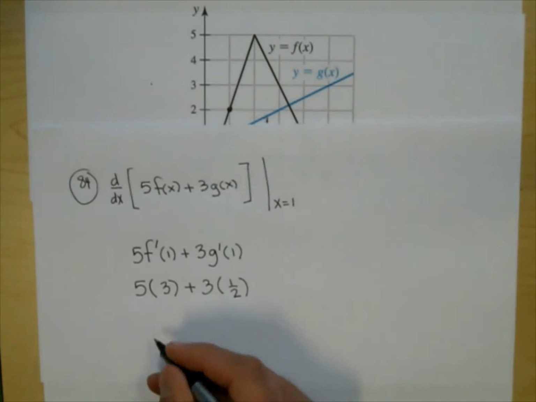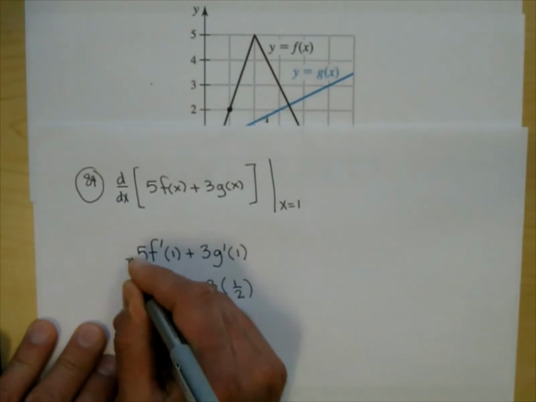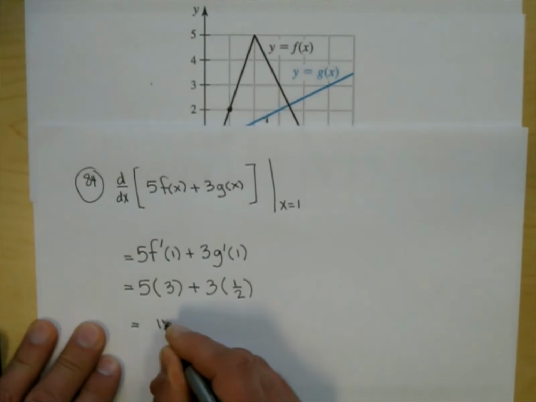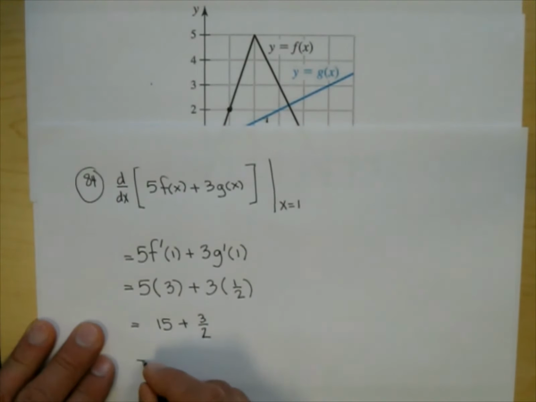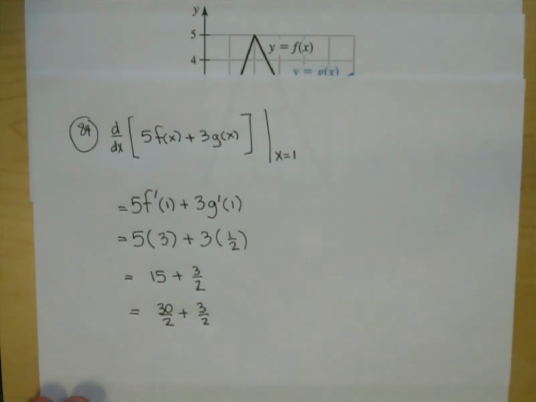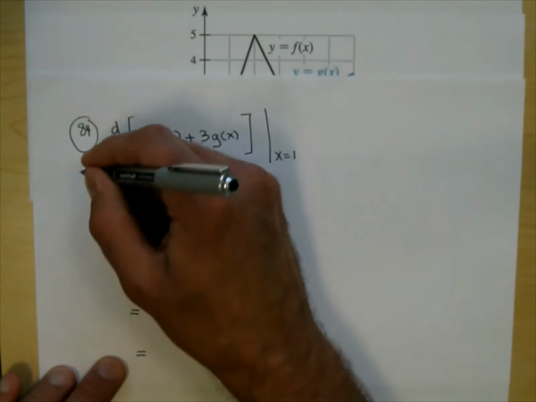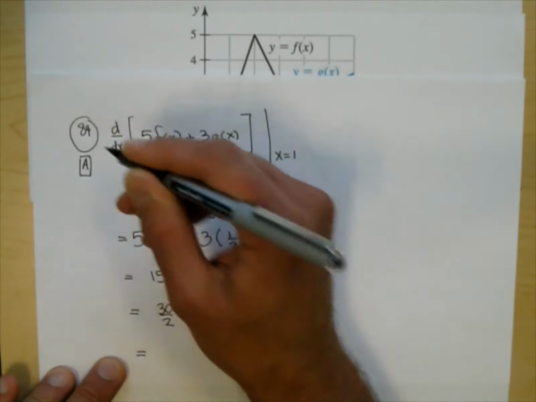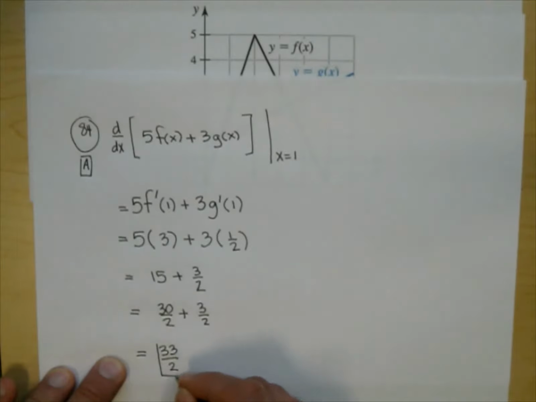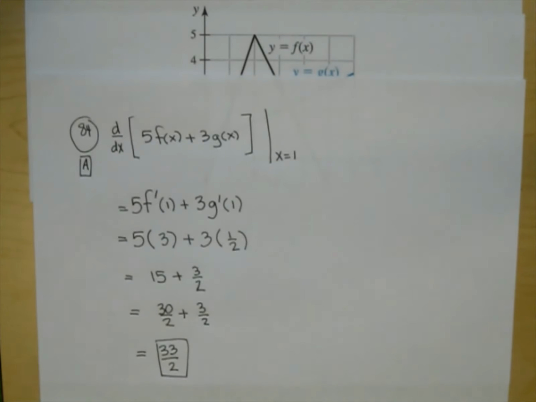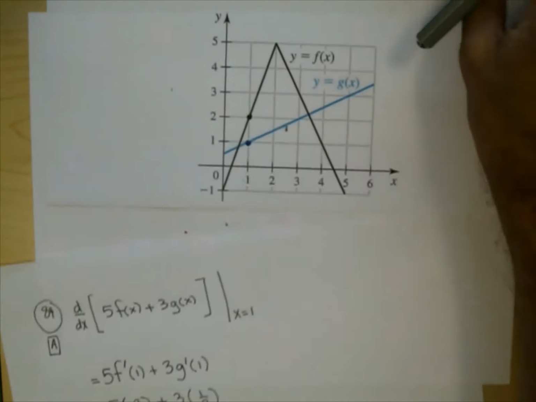We just have to do this calculation. So this equals this. This is 15 plus 3/2. Common denominator is 2, so 30 over 2 plus 3/2. So it looks like the answer to part A is 33 over 2. So that's how we do 84A.